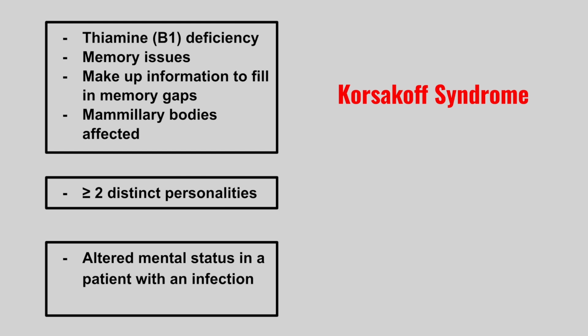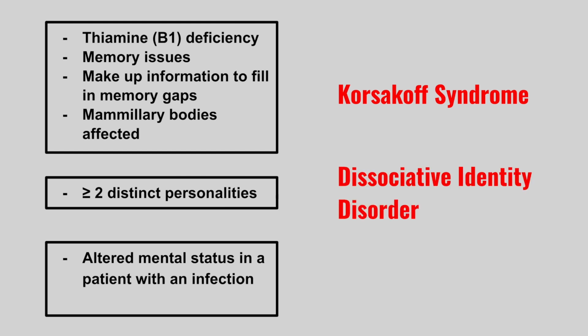Next, we have a patient that has 2 or more distinct personalities. This is dissociative identity disorder. Now we have a patient who has altered mental status and they have an underlying infection. This is delirium.